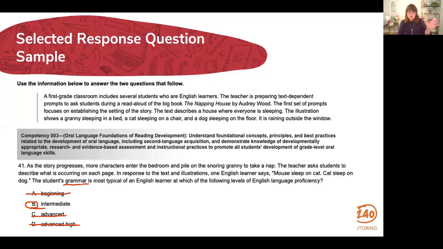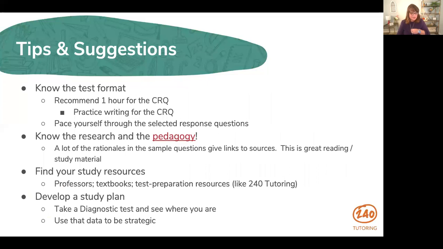So again, you may have clustered questions, and sometimes that's actually helpful because it reduces the amount of reading time. You're not having to read lots and lots of prompts. All right, so key things. You need to know the test format. What we're recommending at 240 Tutoring is, in your total time, which is going to include a little transition time for directions and all of that, about an hour for the CRQ, so that's going to leave you with a little less than 4 hours for the selected response questions.